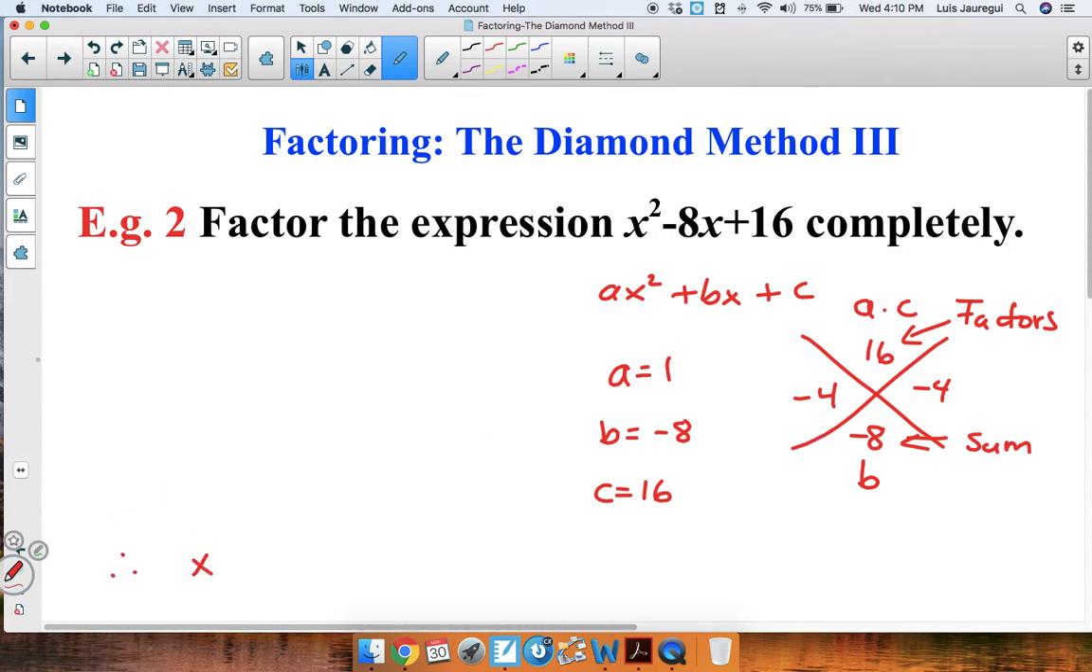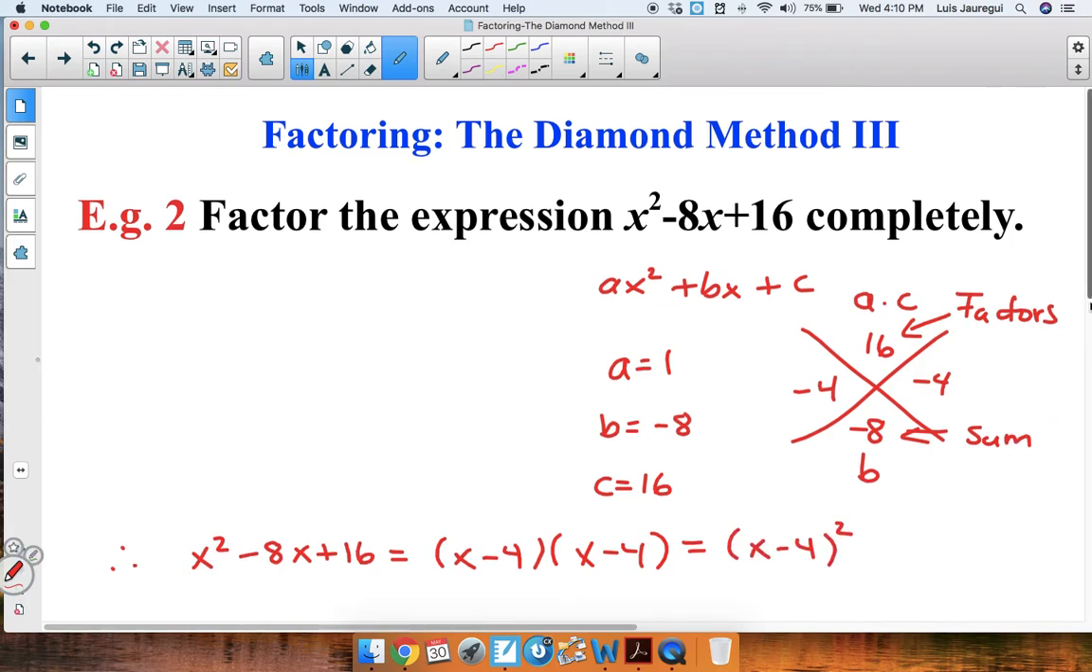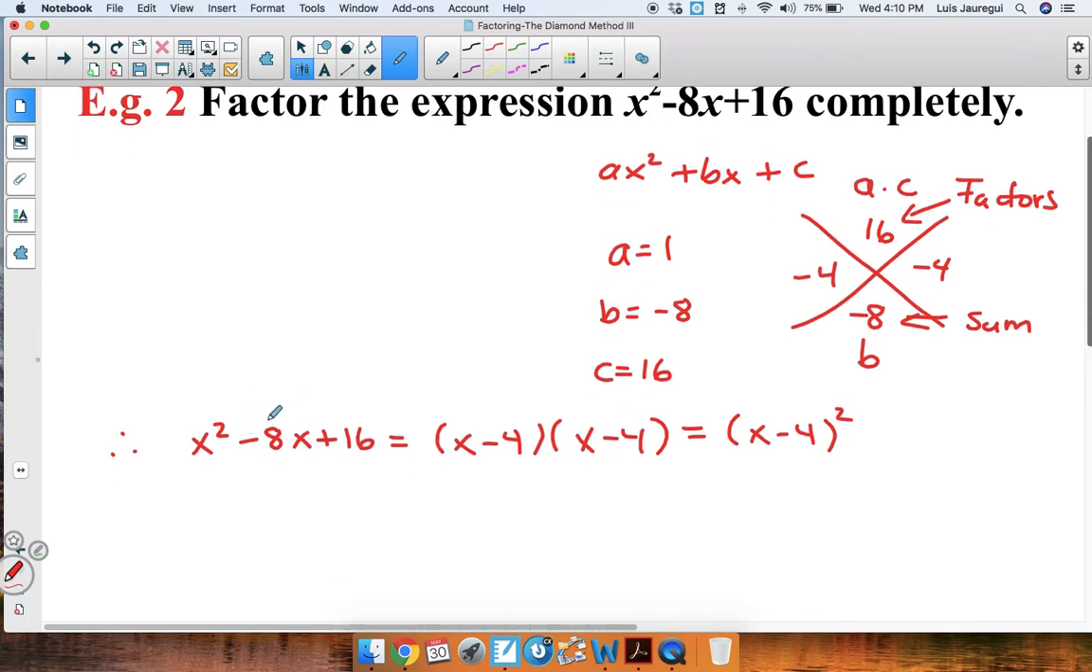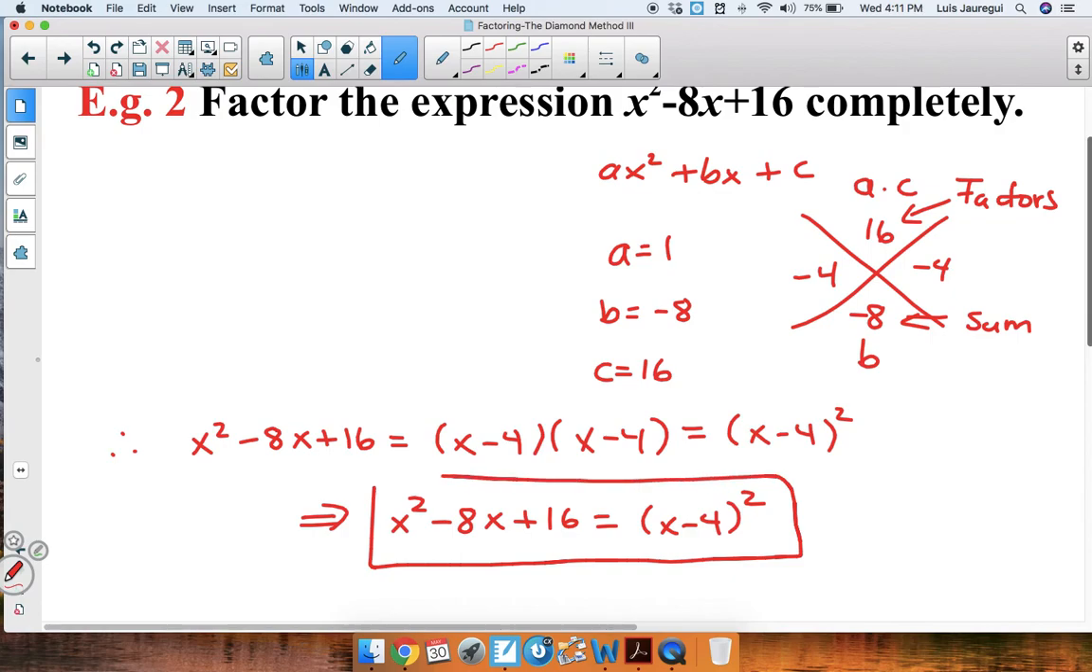Therefore, x squared minus 8x plus 16 is equal to x minus 4 times x minus 4. And by using the properties of exponents, this now becomes x minus 4 quantity squared. So, since this first expression is equal to the middle expression and the middle expression is equal to the third expression, by the transitive property of equality, we can conclude that x squared minus 8x plus 16 is equal to x minus 4 quantity squared. And once again, we determined that this is a perfect square.